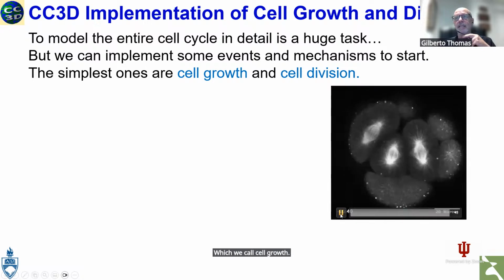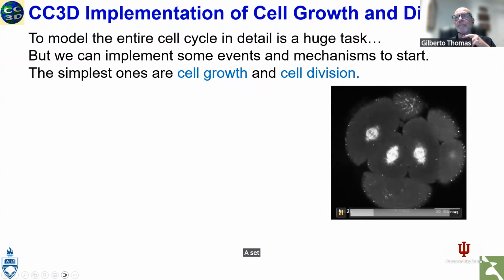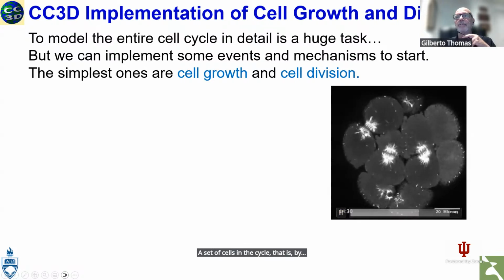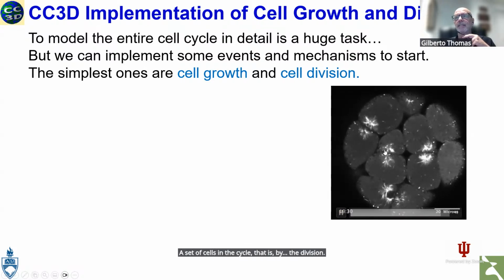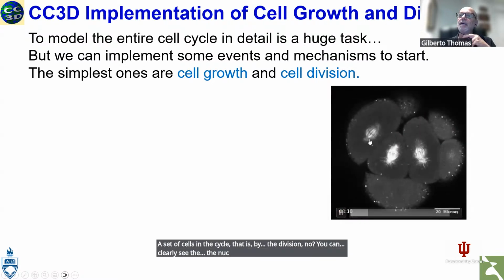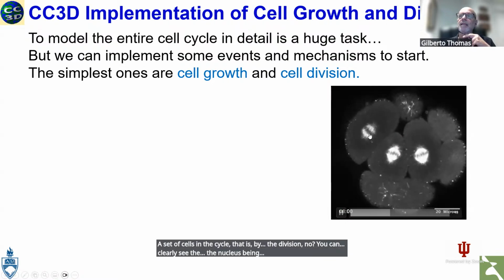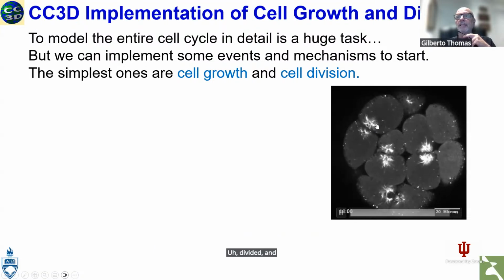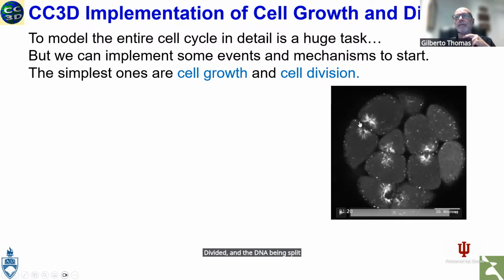You can see here a set of cells in a cycle that ends with the division. You can clearly see the nucleus being divided and the DNA being split in two, and the cell finally divided into separate cells of the same type. Yeah?